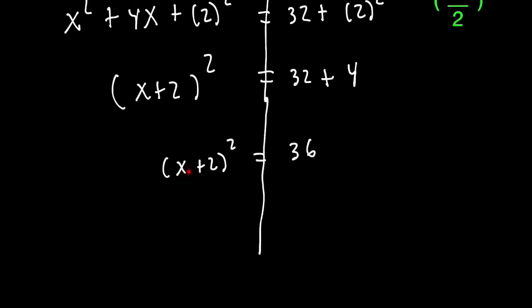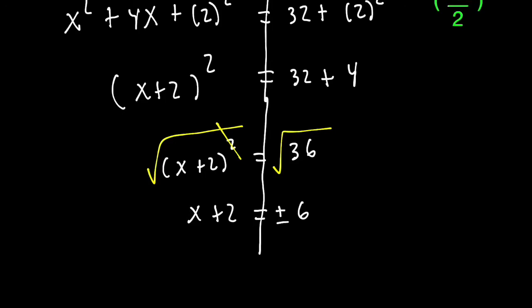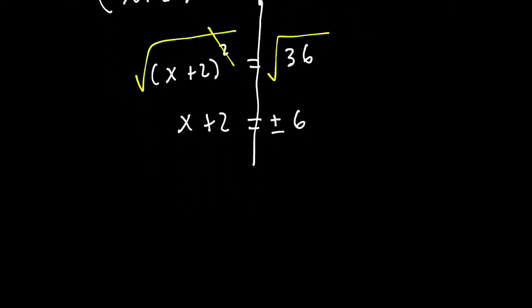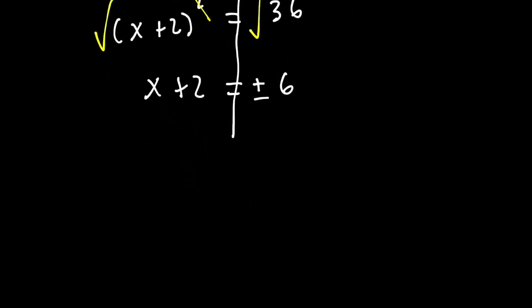Because I want to isolate x, I'm going to need to get rid of the square first. And I can do this if I square root both sides of the equation. On the left, the square and the square root are going to cancel out, leaving me with x plus 2. And on the right hand side, the square root of 36 is 6. But since we're taking the square root, we have to take into consideration the negative solution as well. And now I'm pretty much done.